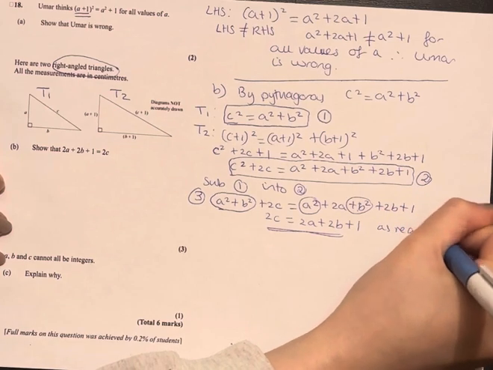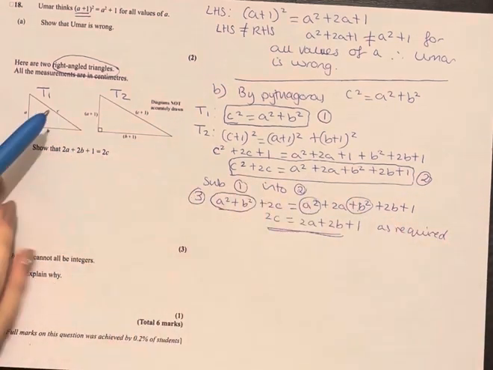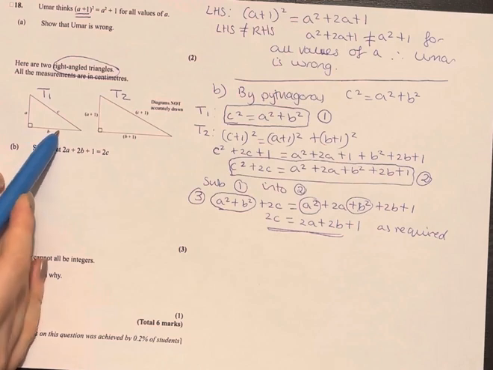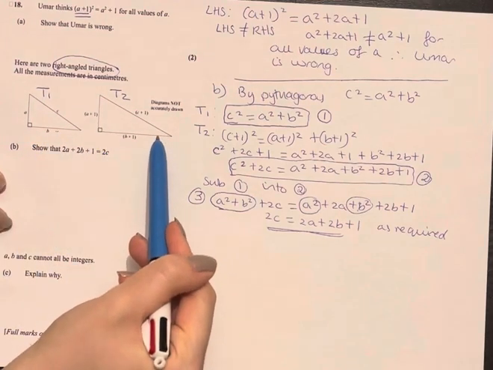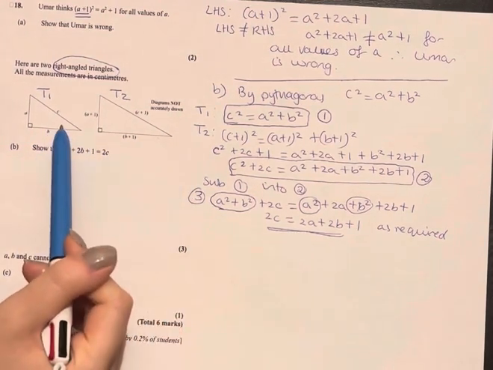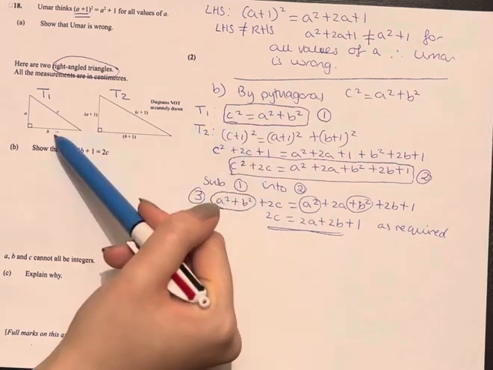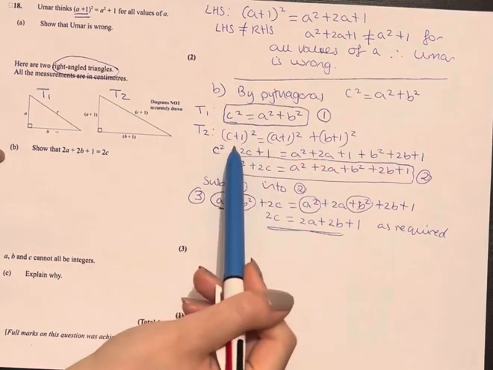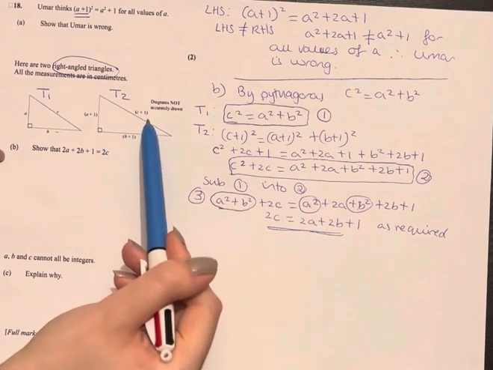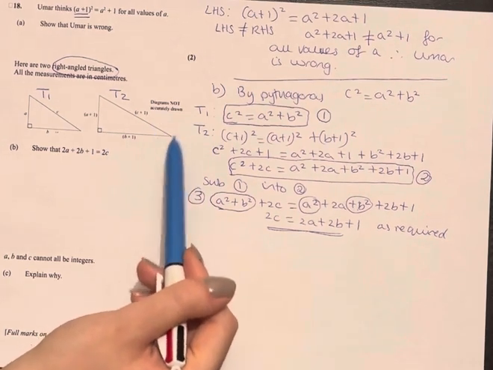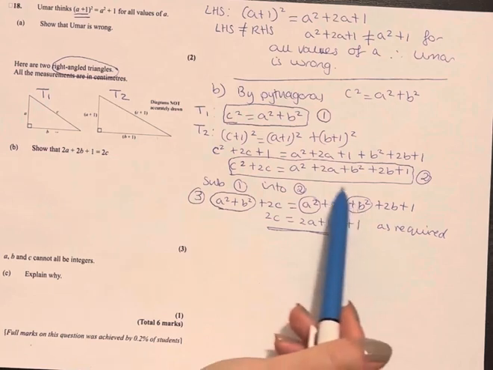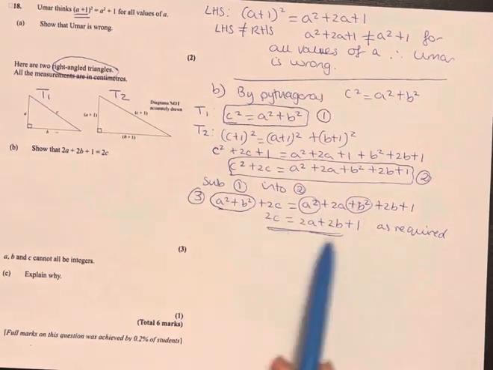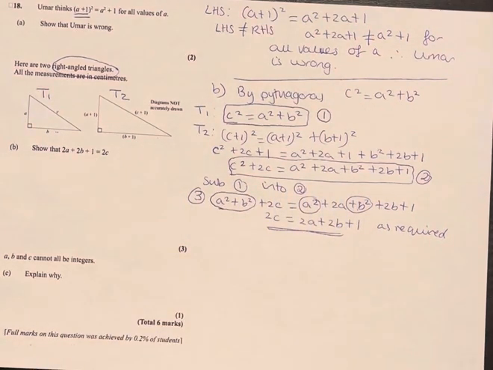So all we have done is Pythagoras' theorem on triangle 1, Pythagoras' theorem on triangle 2, then we have substituted what we found using triangle 1, so c² = a² + b², into the Pythagoras' theorem equation that we've got from triangle 2. Then once you tidy all that up, we get what's required in the question.